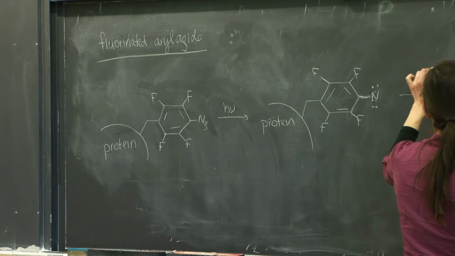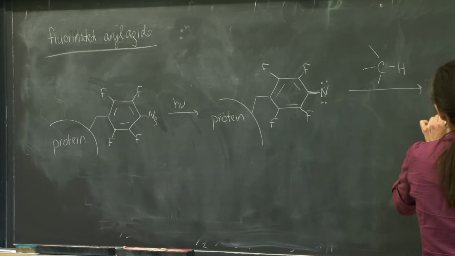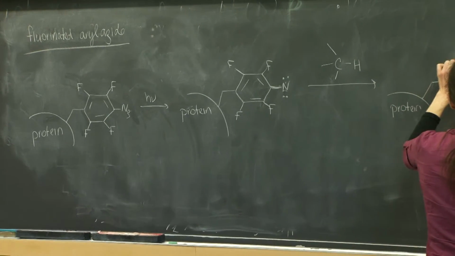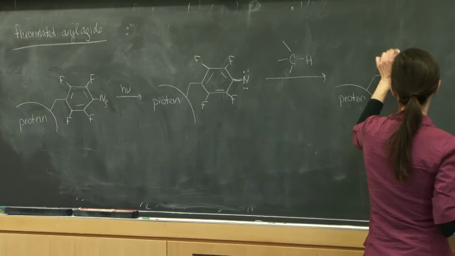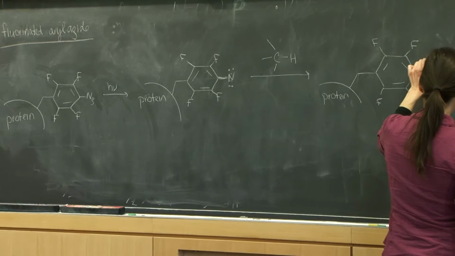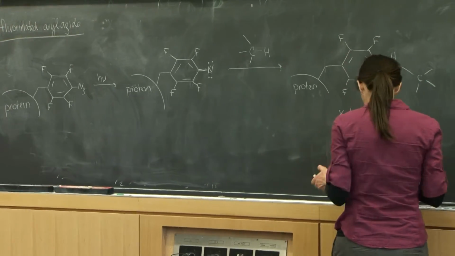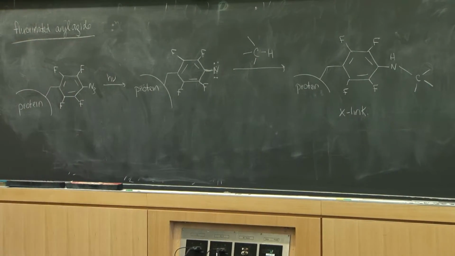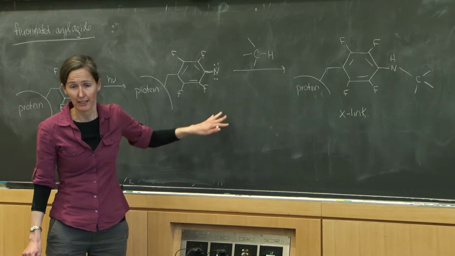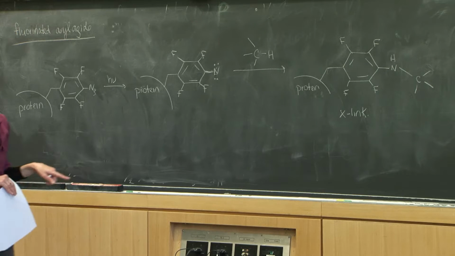Okay, now what can happen? Imagine we have some CH bond nearby. Okay, we get this crosslink. And this reaction is very, very fast. So can ring expansion occur in this situation?